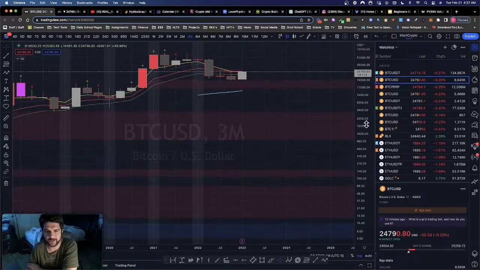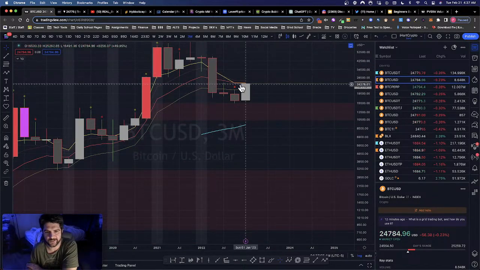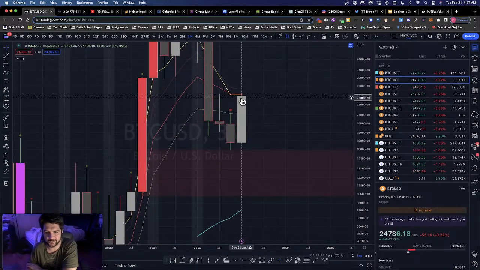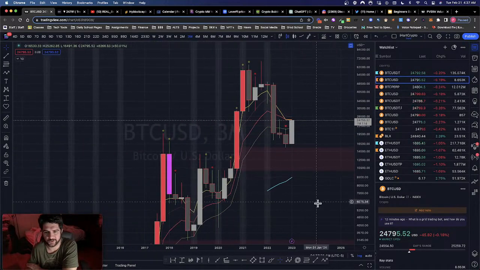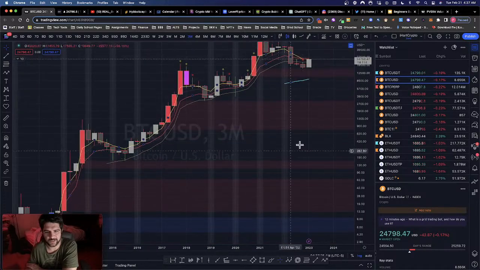Look at your EMAs on your 3-month time frame. You got your mustard crossing underneath your ketchup, just weighing you down. This is a major sell signal to come down to your 50 EMA on your 3-month time frame. That's what's going on. That's what's really going on.